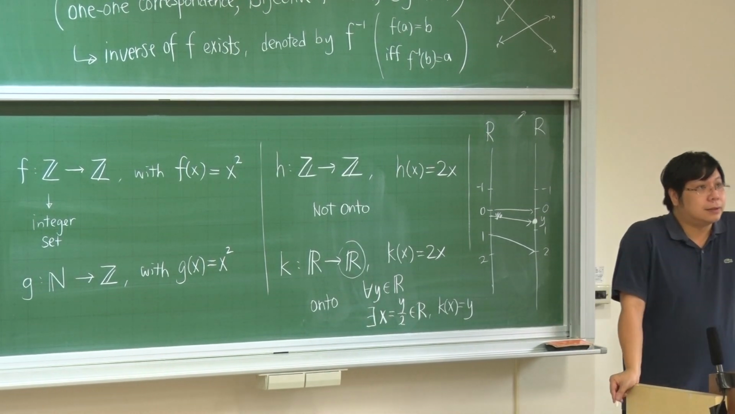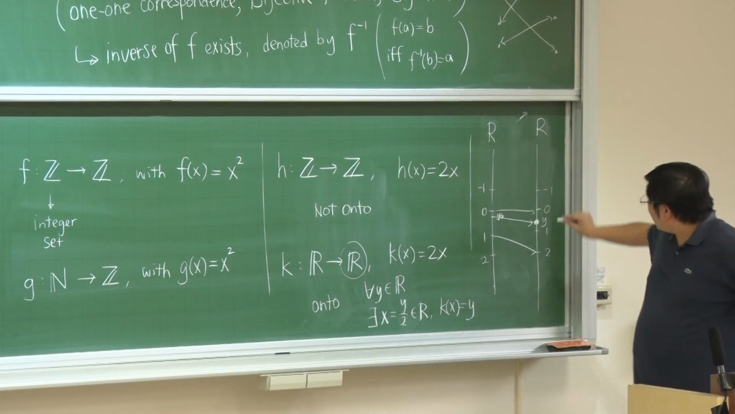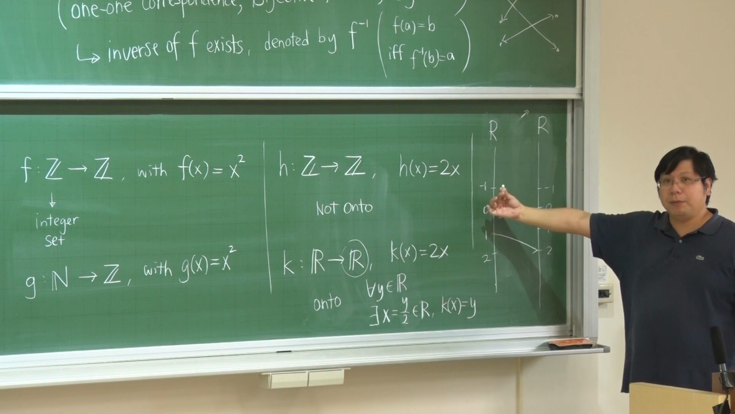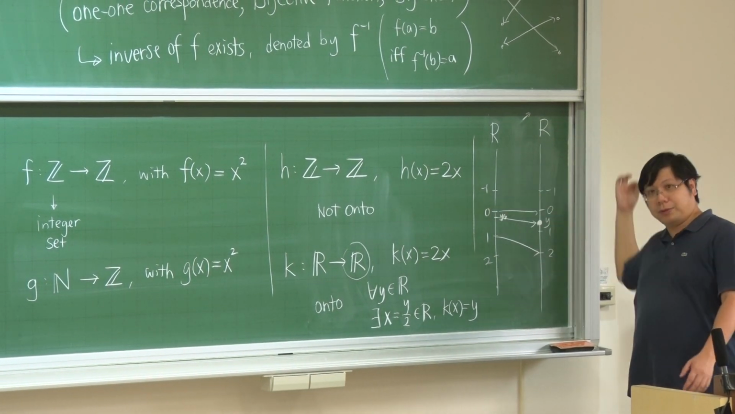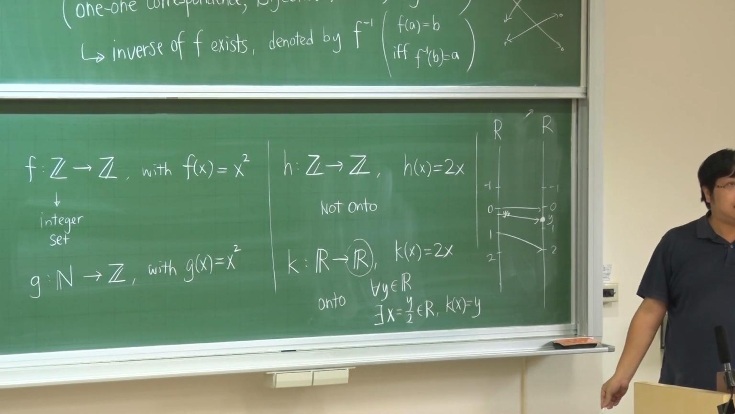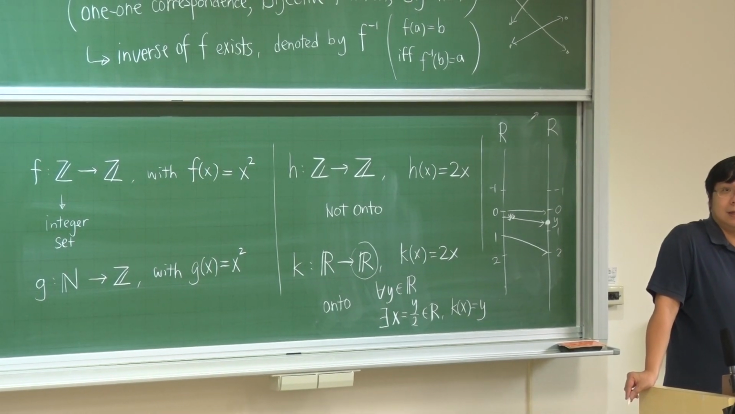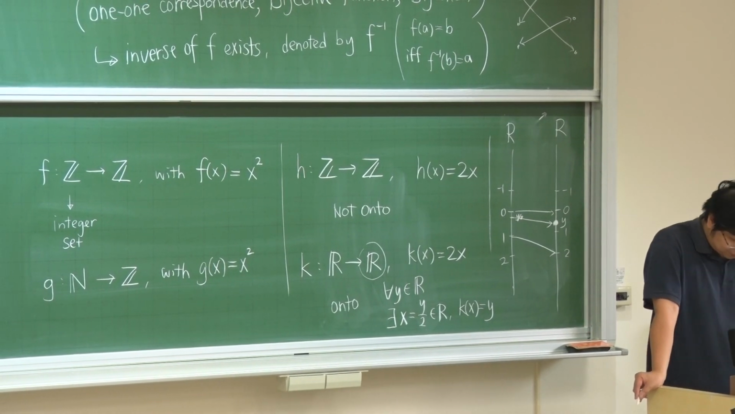So in this case, this means that everything here on the right-hand side, no matter what happens, you must be able to find something on the left-hand side to map to it. So in that case, it is an onto function. Okay? Is that okay? Good. Very good.